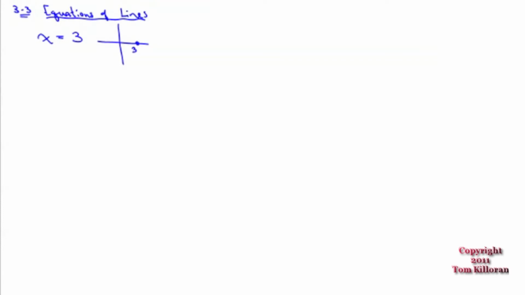Now, if it's going to hit the x-axis at 3, it's going to have a lot of different y values, but x is fixed to be 3. So this line is going to be vertical. So these are equations of lines that you have to be able to figure out.